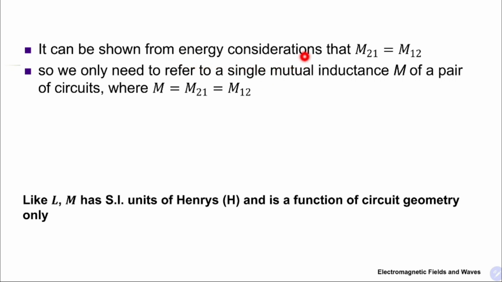For energy considerations, it can be shown that M21 is actually equal to M12. And therefore, we can simply write M, referring to both M21 and M12. The mutual inductance has the same units as self-inductance, and is also measured in henry.